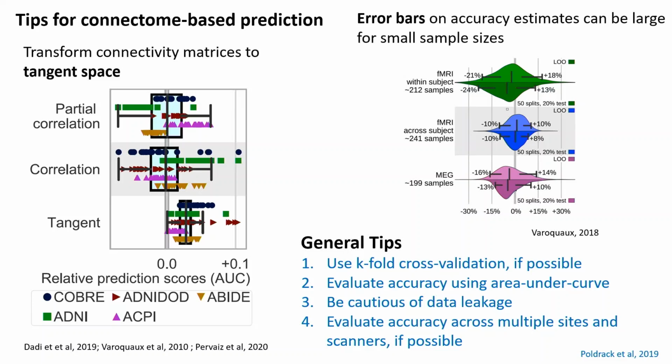And it's also important, if possible, to evaluate accuracy across multiple sites and scanners, and this will ensure that your model is generalizable. It's not specific to a particular type of scanner or a particular kind of potential confound at a given site.